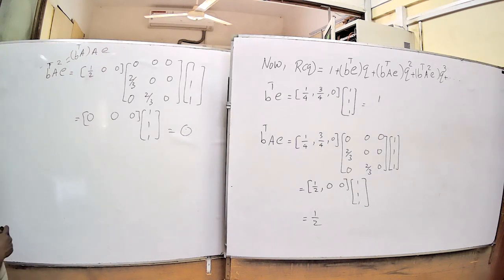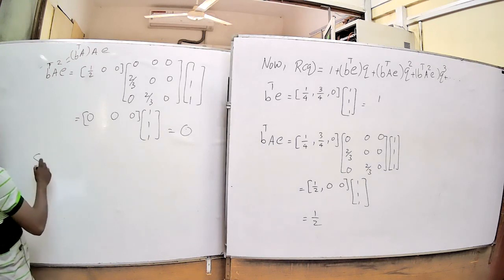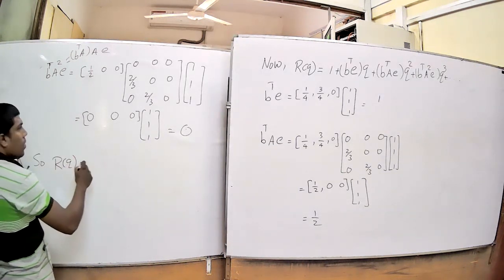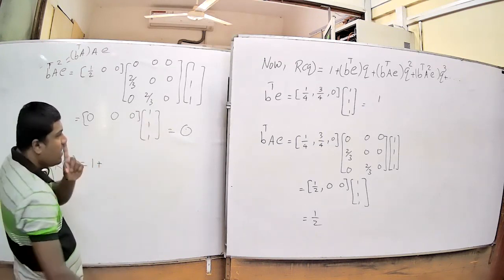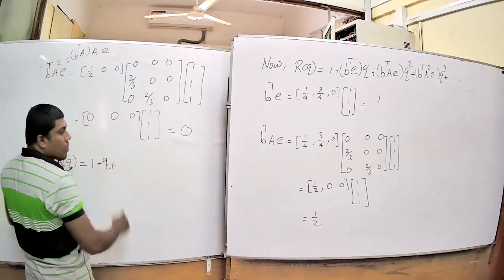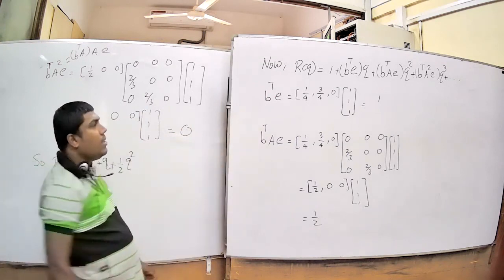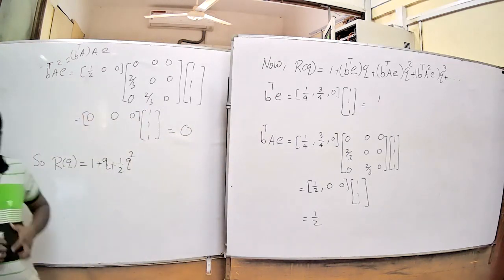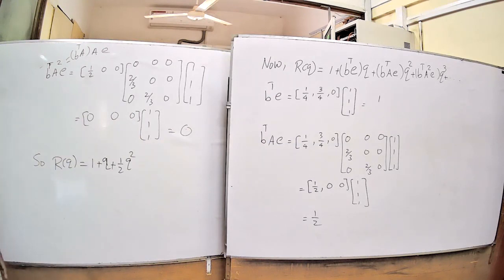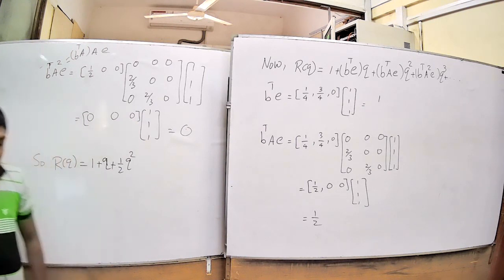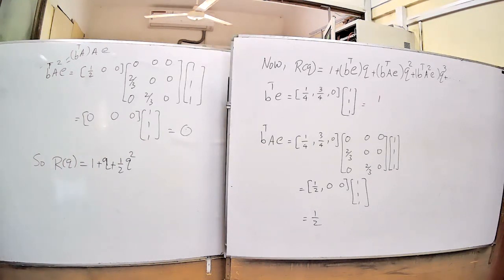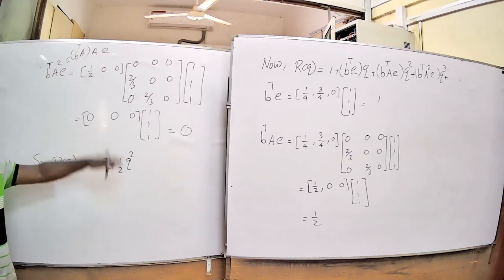So what you get is, your R of Q is 1 plus B transpose E, which is 1, so that is Q, plus half Q squared. And then the rest is 0. You all know if B transpose A squared is 0, then B transpose A cubed is 0, and all those are 0. So you don't need to worry about the rest. So this is your polynomial. You can find the other things from this in a similar way. A similar kind of polynomial we had earlier also, so we can do that.